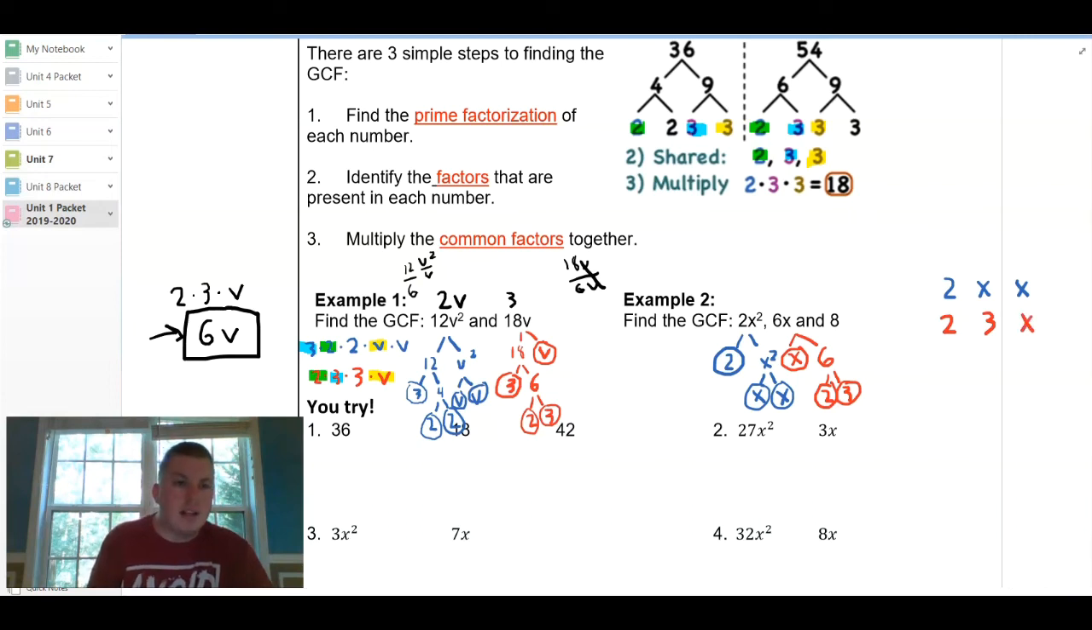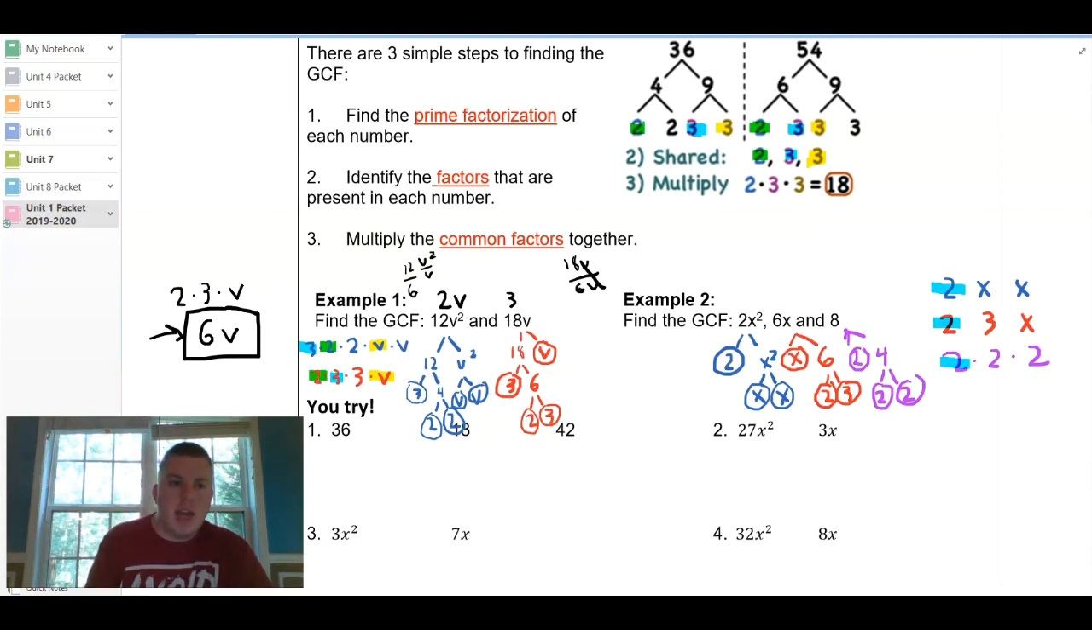And finally, I have my 8. No variables on this one, so I can go straight into the numbers. I'm going to go with 2 times 4. 2 is prime, so I'm going to circle it. And then 4 breaks down to be 2 and 2. So on this one, I just have a bunch of 2's. 2 times 2 times 2. And I want to look to see if there's anything in common. Now they all have a 2, so that's going to work.